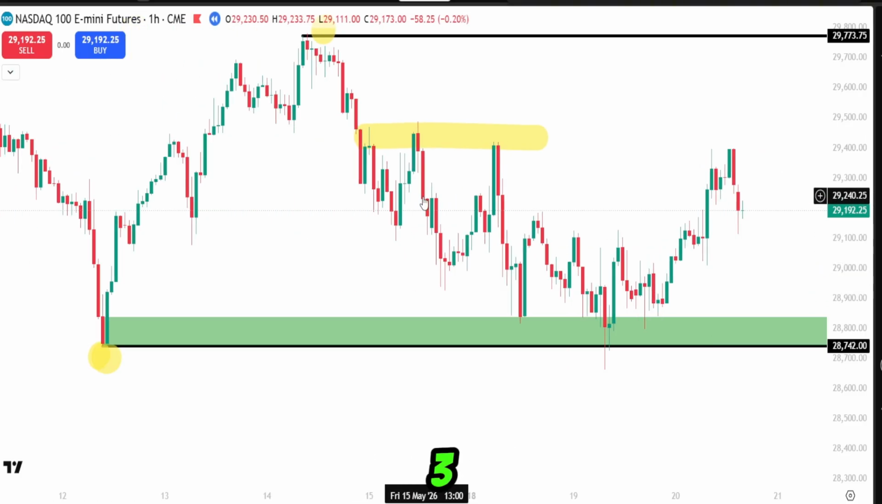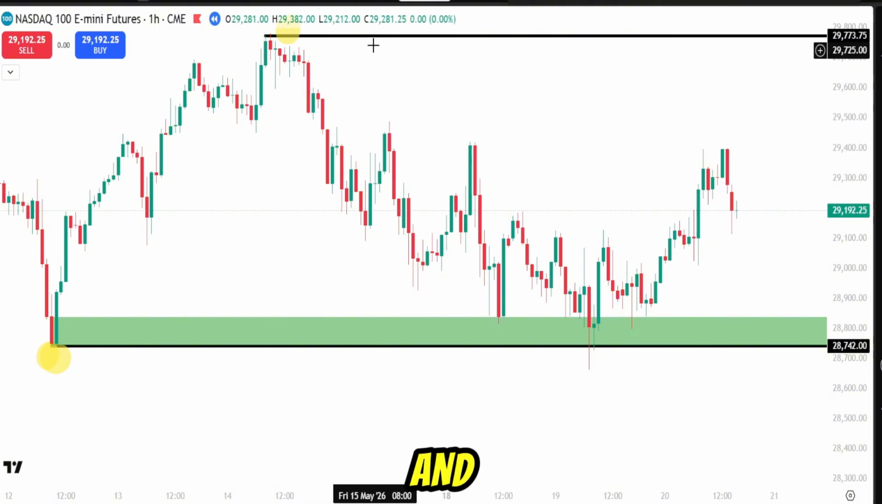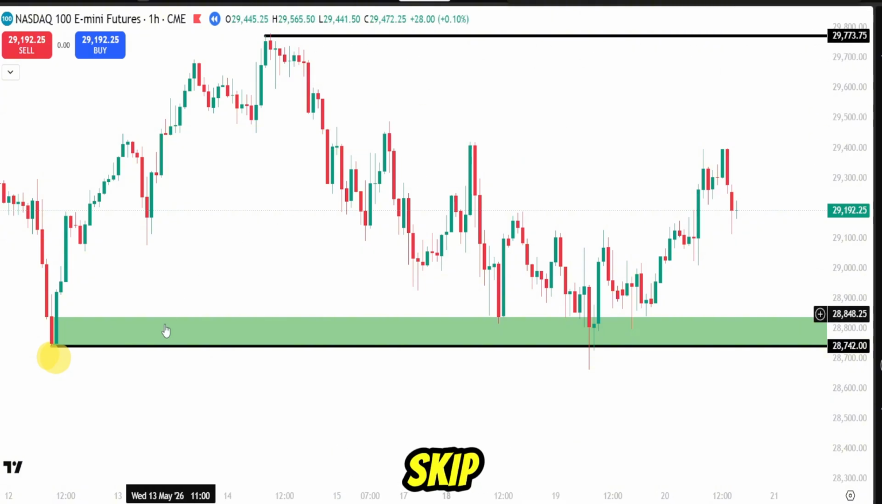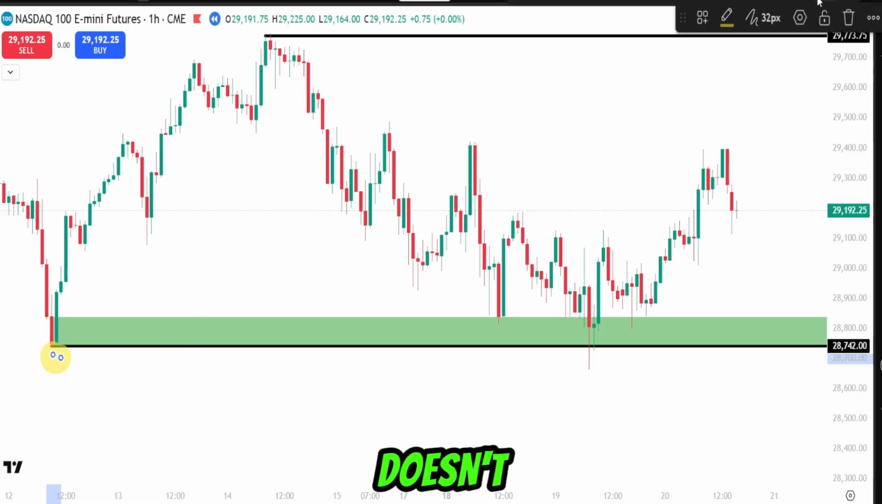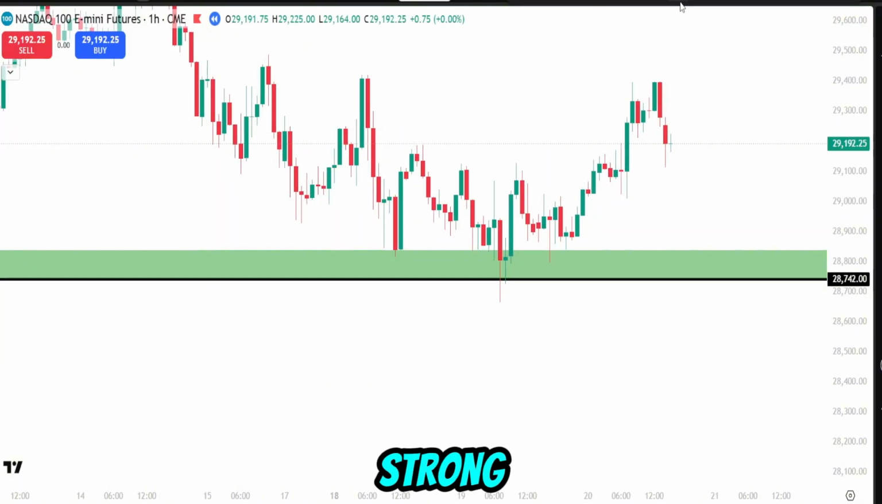Key element number 3, the confirmation. The third element is confirmation. And this is the one most beginners skip. Don't skip this. Just because you see a sweep happen doesn't mean you enter immediately. You need to wait for one more thing, a strong candle closing back in the direction of the reversal.